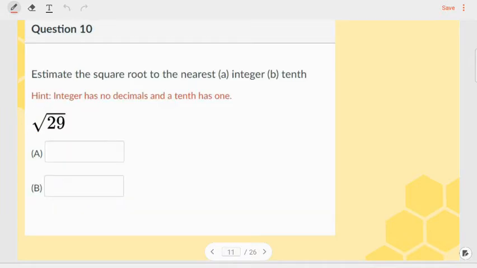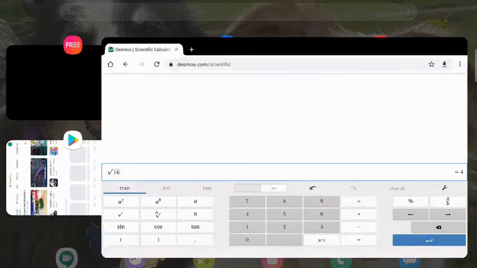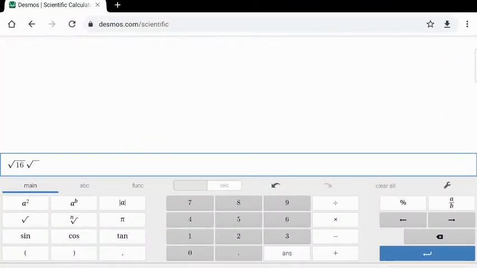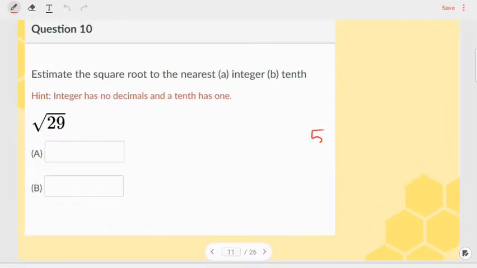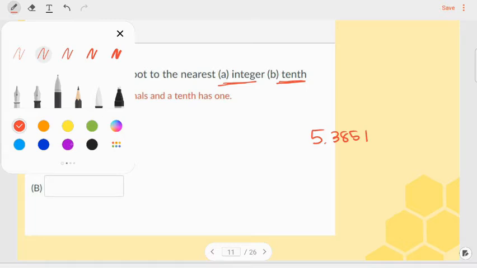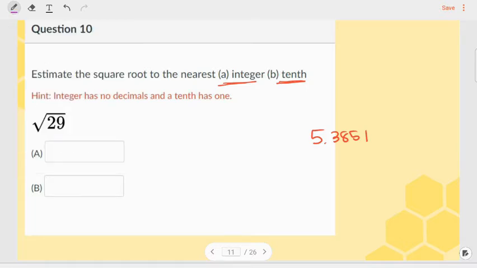Estimate the square root to the nearest integer and tenth. So I'm going to come to my calculator. Square root of 29. Now I'm going to write down a couple of those digits. 5.3851. So remember that an integer is just another name for a negative or positive whole number.